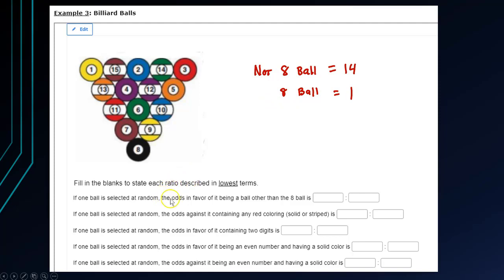So when I look at the odds in favor of it being a ball other than the 8 ball, being successful would be a ball that's not the 8 ball. So I have 14 to 1. I have to be careful what it's in favor of. It's in favor of not being the 8 ball. If they said the odds in favor of it being the 8 ball, that would have been a 1-to-14 ratio. Or if they said the odds against it being the 8 ball, that would again be a 14-to-1 ratio. So watch the wording, because you can have a couple of different wordings that mean the same thing, and you can have a wording that sounds very similar meaning something totally different.